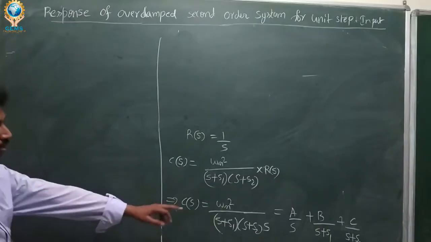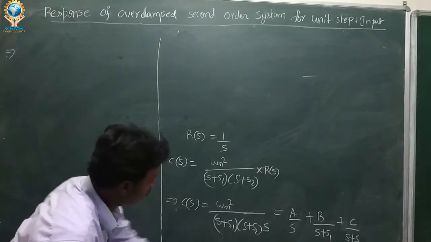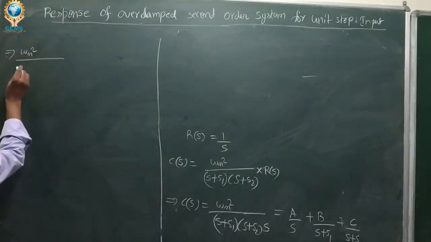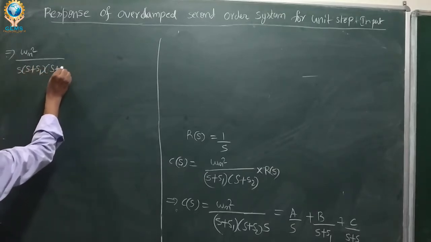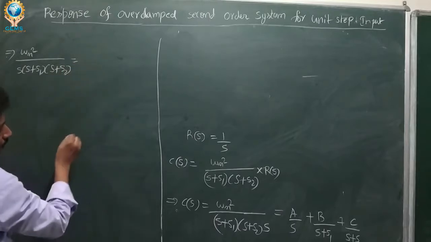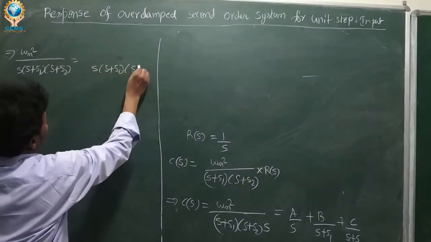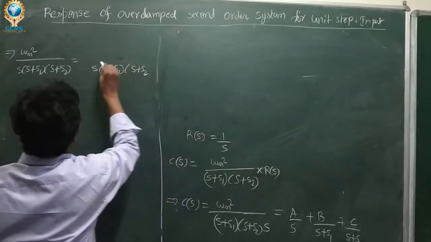So you have to find the ABC values. To find them, first you take the LCM. When you take the LCM, omega n square by S into (S plus S1)(S plus S2) is equal to, so S into (S plus S1)(S plus S2), right?